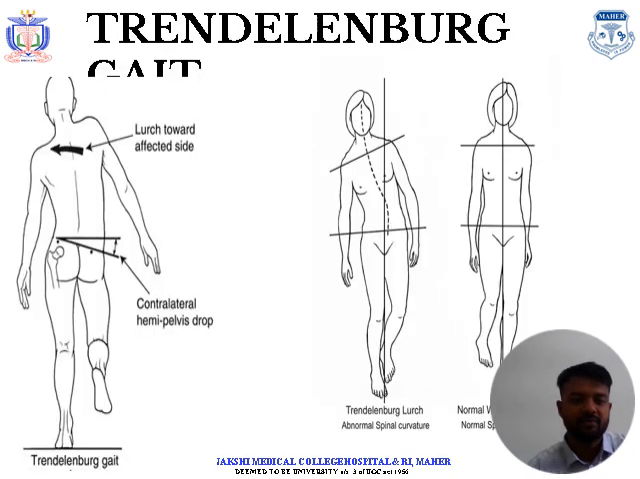This is a Trendelenburg gait, which is classical in abductor palsy, which will be seen in patients with pelvis injury or long-term immobilization of the pelvis or any issues with the head of the femur. Basically, this is the way Trendelenburg gait comes into the picture. There is a lurch to the affected side where the contralateral pelvis drops.